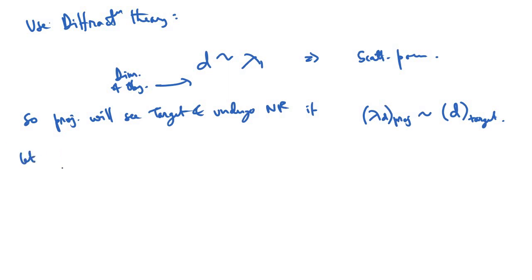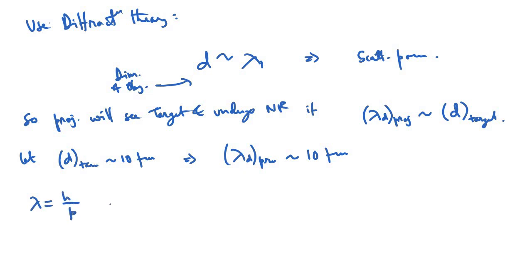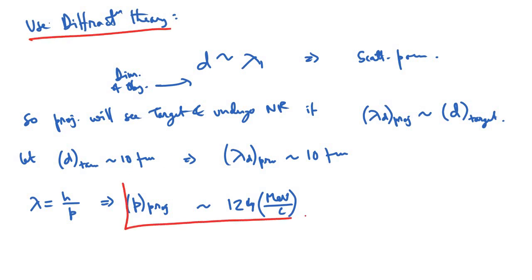Now we have already previously assumed the dimension of the target to be of the order of 10 fermi meter. So this means my de Broglie wavelength of the projectile should be of the order of 10 fermi meter. Again, we know lambda is equal to h by p, and so from here we get p of the projectile approximately. If you do the calculations yourself, you will get this value 124 MeV by c. I ask you to do these calculations yourself. Okay, so this time we are using the diffraction theory, and this is the result that we are getting.